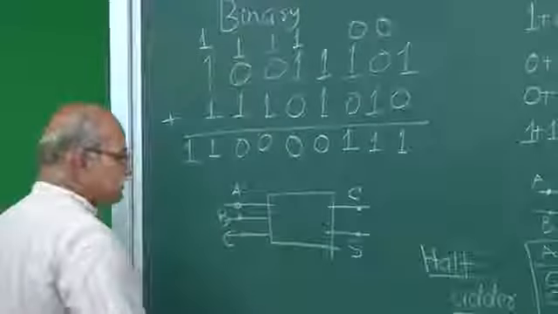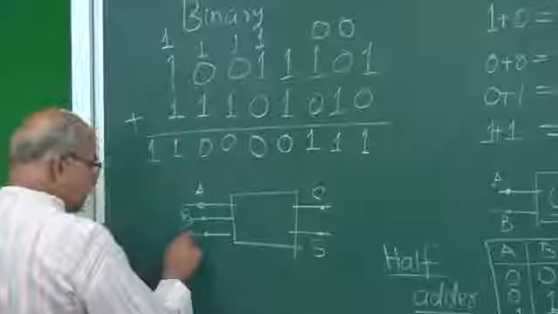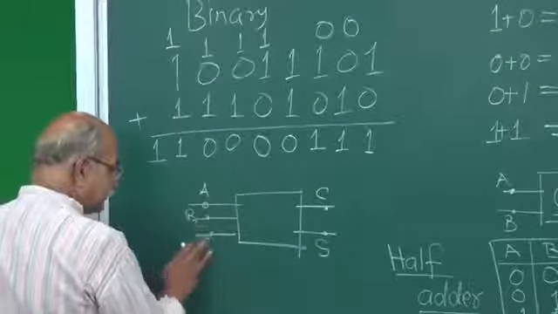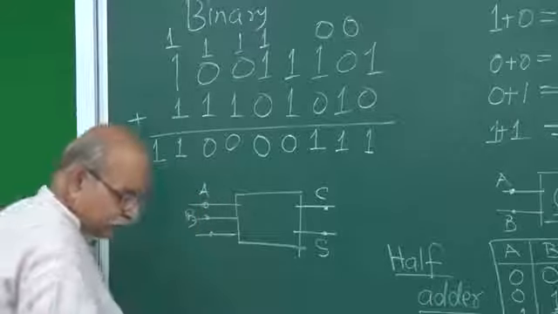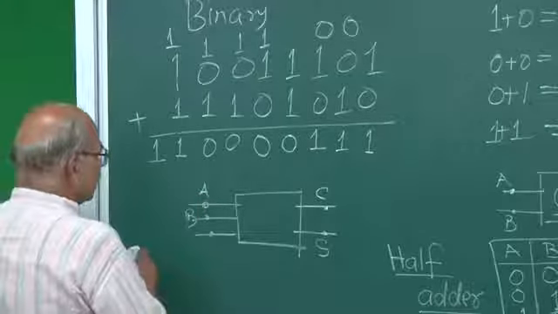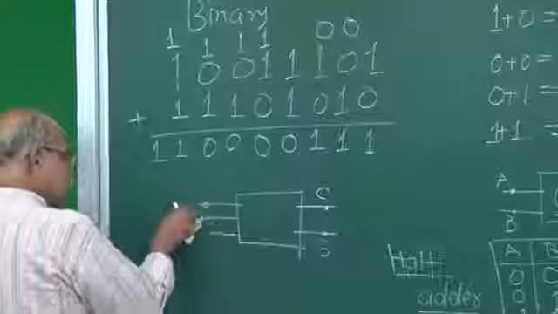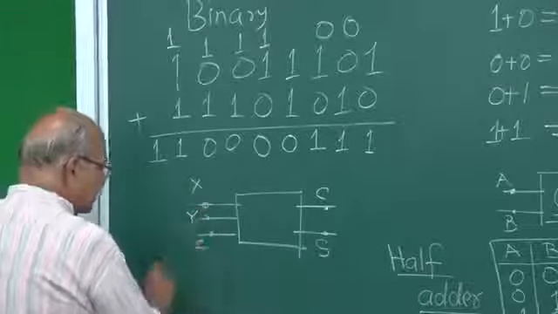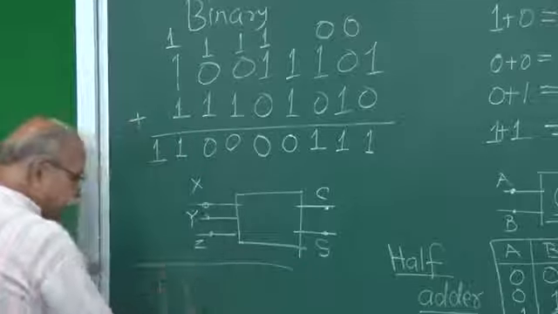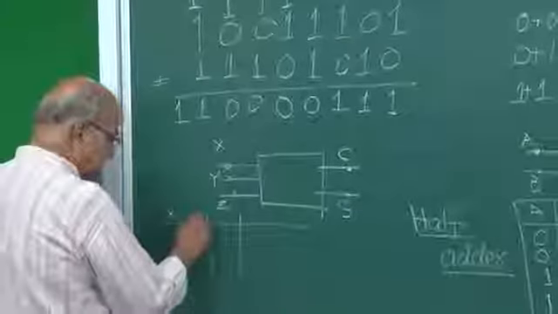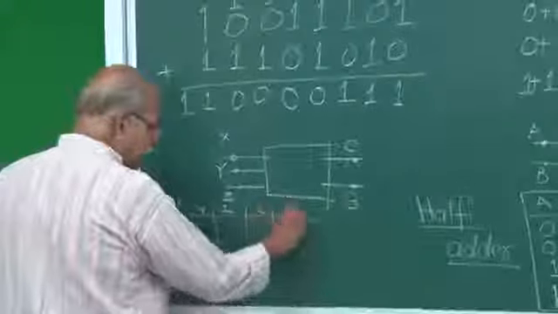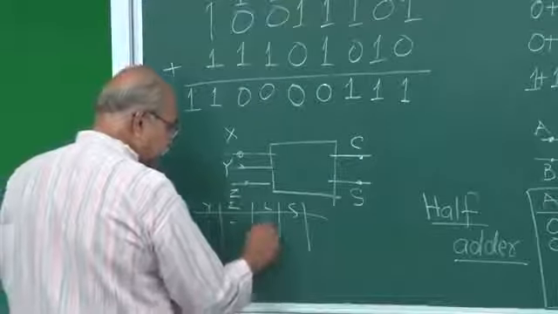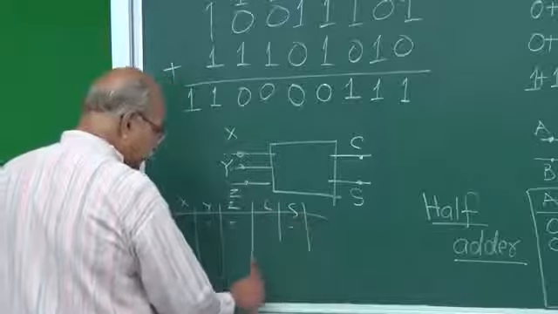This time, let me not call it C, C is for carry, let me call it X, Y, Z. No confusion, X, Y and Z. So you can make a table with X, Y and Z, and then carry and the sum, and then you can put numbers here, what should be the carry, what should be the sum.